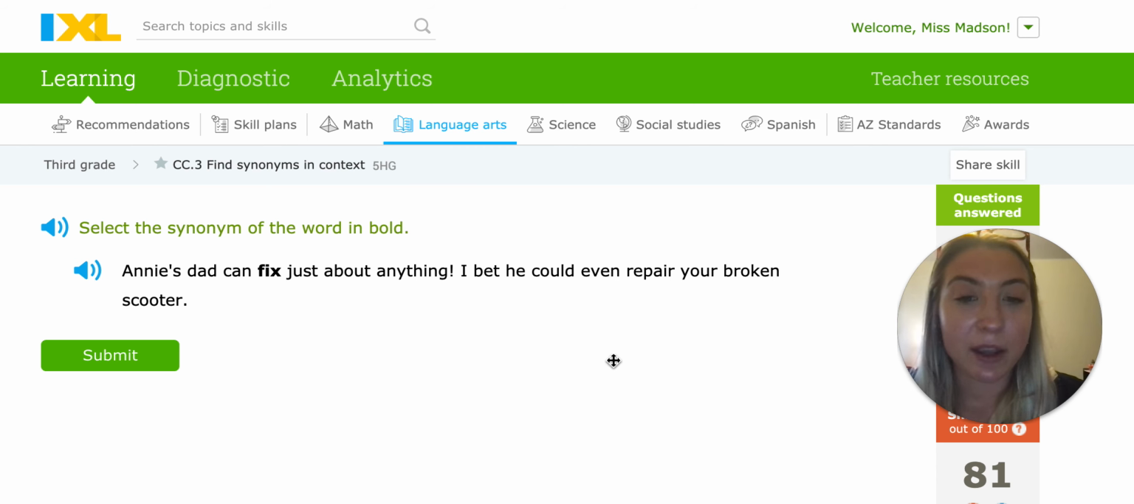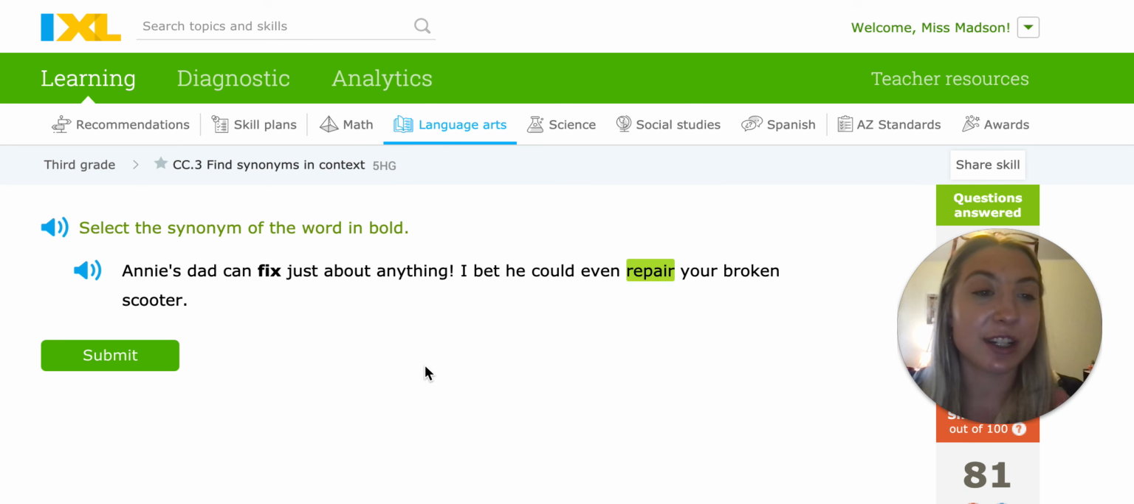So when we're looking through here, fix and repair have the same meaning because repair means you're fixing something that is broken. So remember, we can also change out fix with repair and see if our sentence still makes sense to know if they have a similar meaning. I bet he could even fix your broken scooter. I bet he could even repair your broken scooter. So when we switch out both of those words, they both still make sense in this sentence. That is how we know they are synonyms.